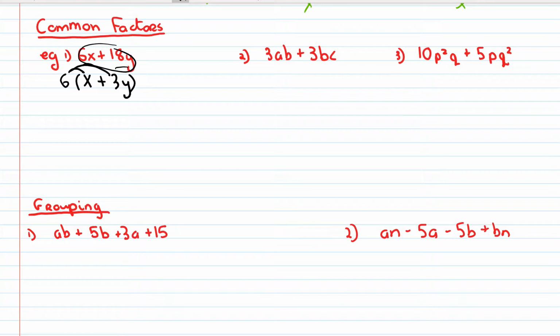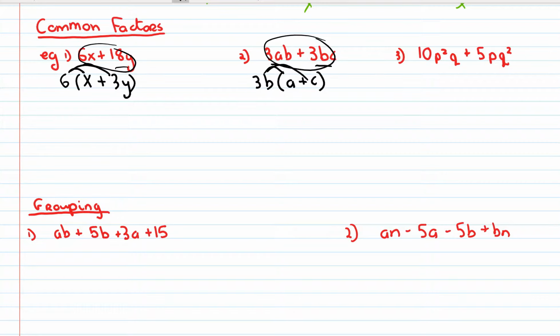Right, let's try it over here. What's common to both of these? I know the 3 is common. b is also common, so I'm going to take out 3b. What do I have to multiply 3b by to get back to 3ab? Multiply by a. Plus, what do I have to multiply 3b by to get to 3bc? c. And again, if I multiply this by this and this by this, I will get back to the original.